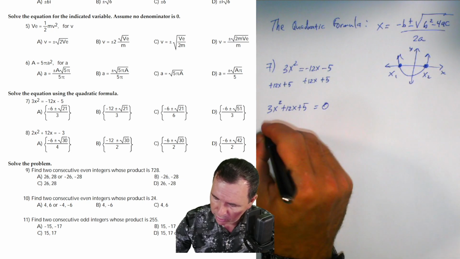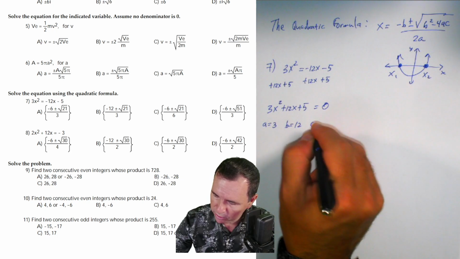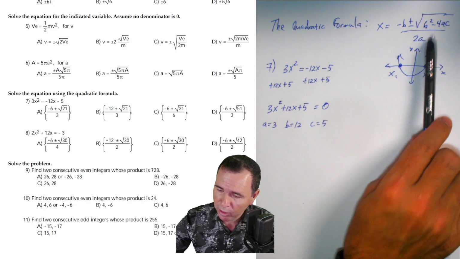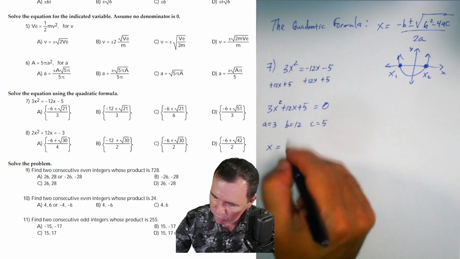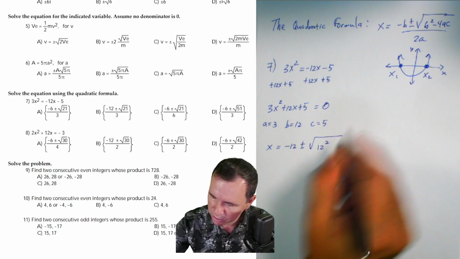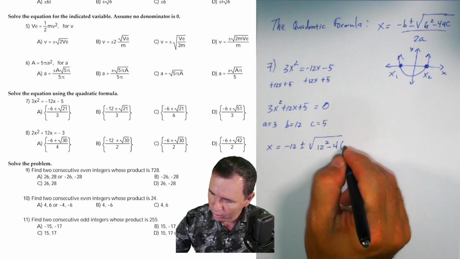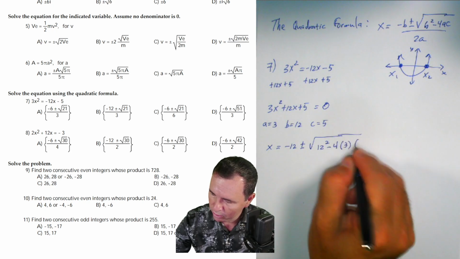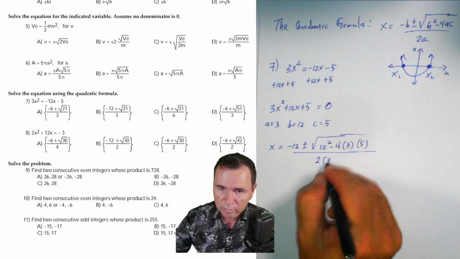So A is 3, B is 12, and C is 5. And now we're going to use that formula up there. X is going to equal negative B, so negative 12, plus or minus the square root of 12 squared, because it says b squared, minus 4 times a times c, all over 2a. All right?